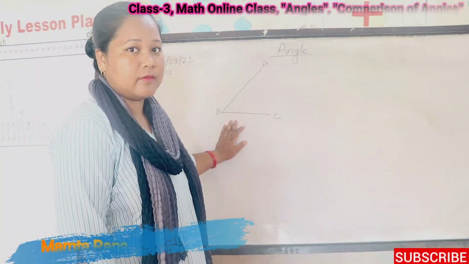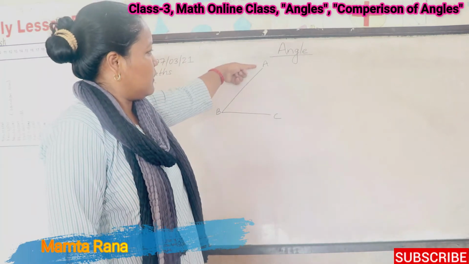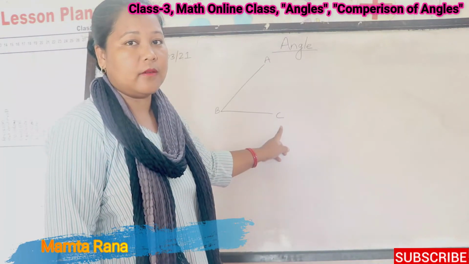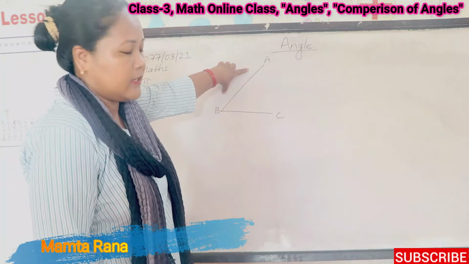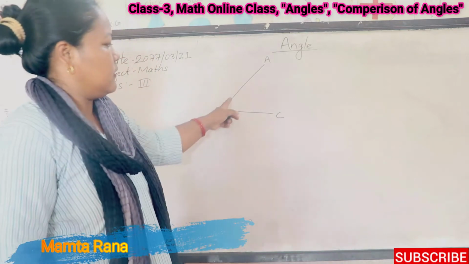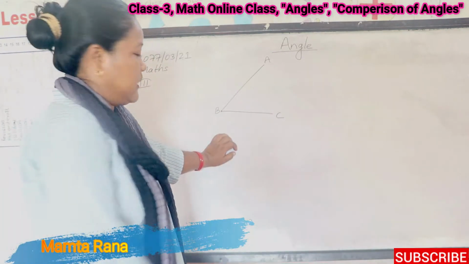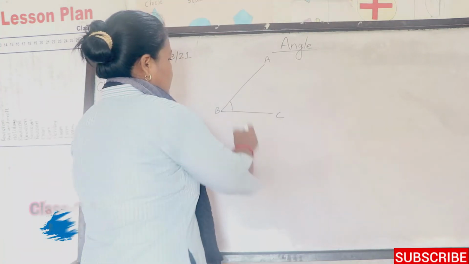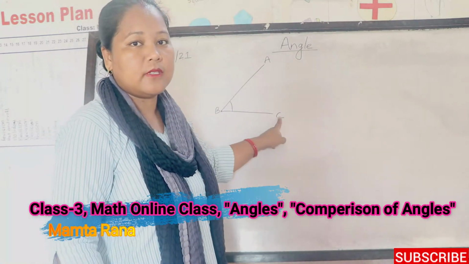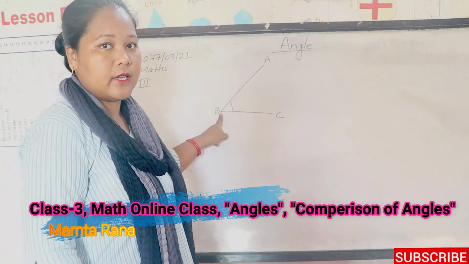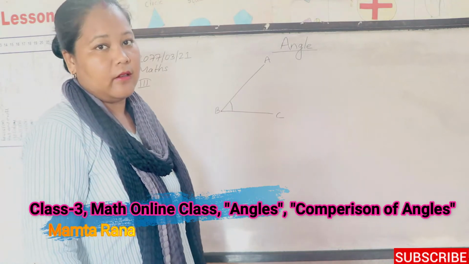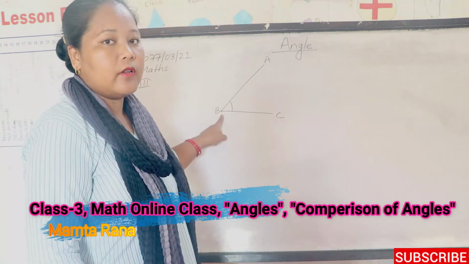This picture, yes, here AB is one line segment and BC is another line segment. When two line segments AB and BC meet at a point, they form an angle. This is the angle. The line segments AB and BC meet at a point and form a corner, and that corner is called an angle. Okay, there we found an angle.